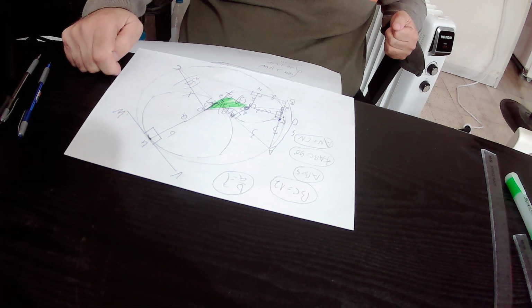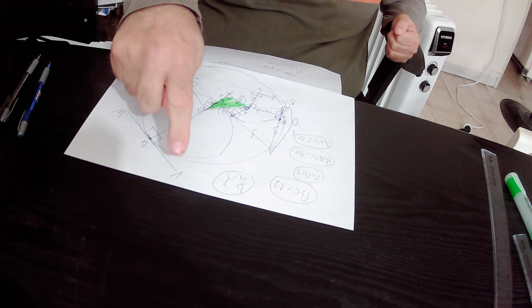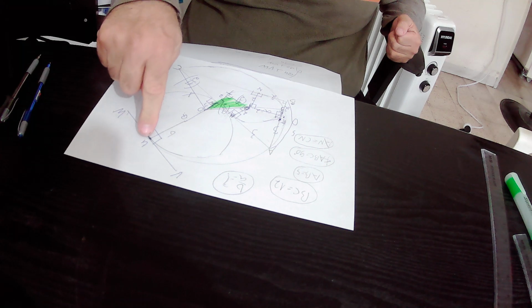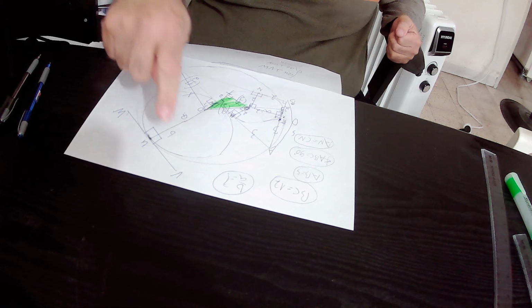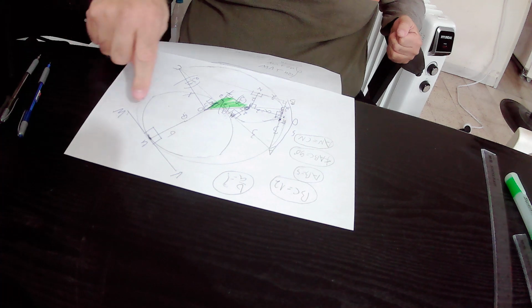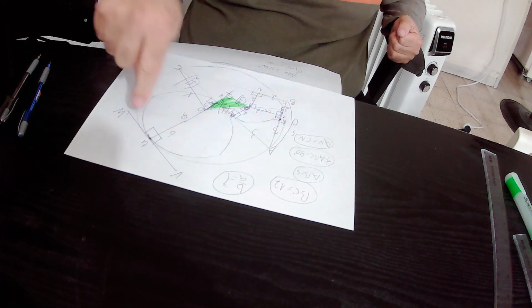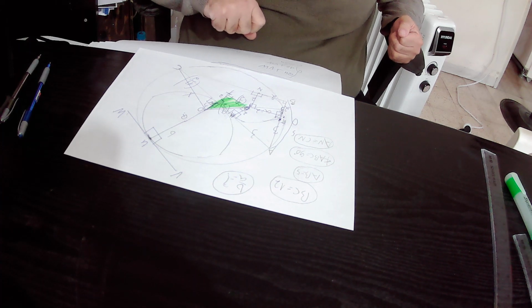So we draw tangent VW, which is tangent to both circles at point U. Tangent VW is tangent to this circle and to the biggest circle at point U.